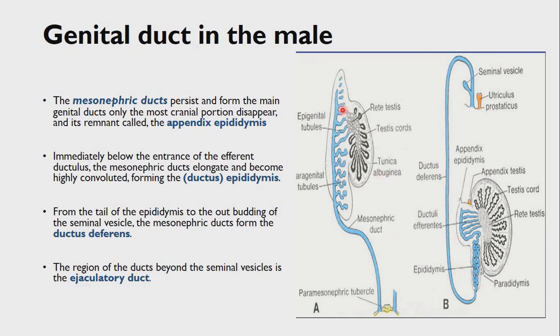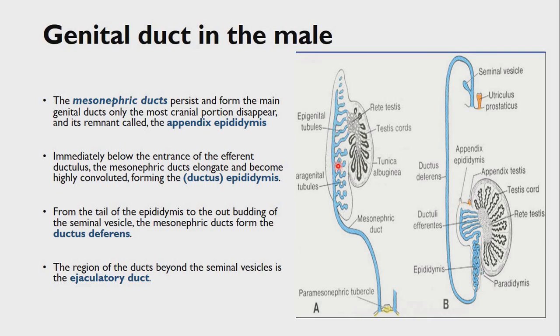Now, the most important duct in the development of genital duct in the male is the mesonephric duct. The most cranial portion of the mesonephric duct will disappear, and the remnant of this cranial portion that disappears is called appendix epididymis.